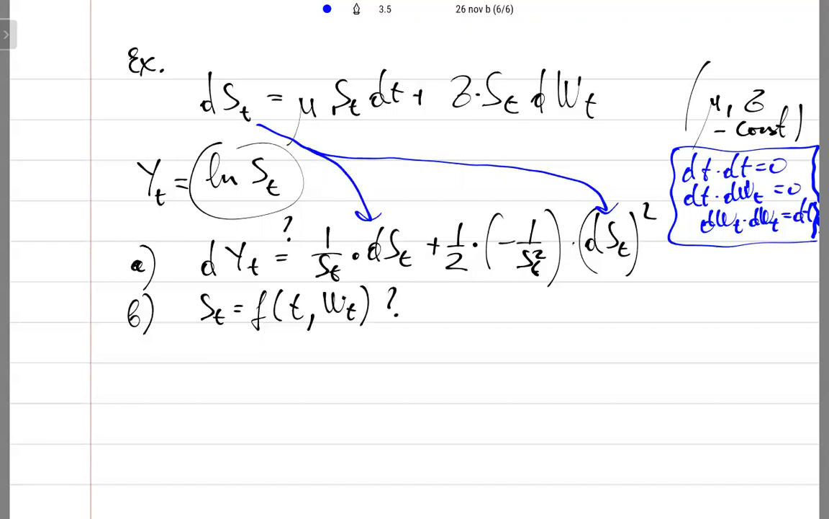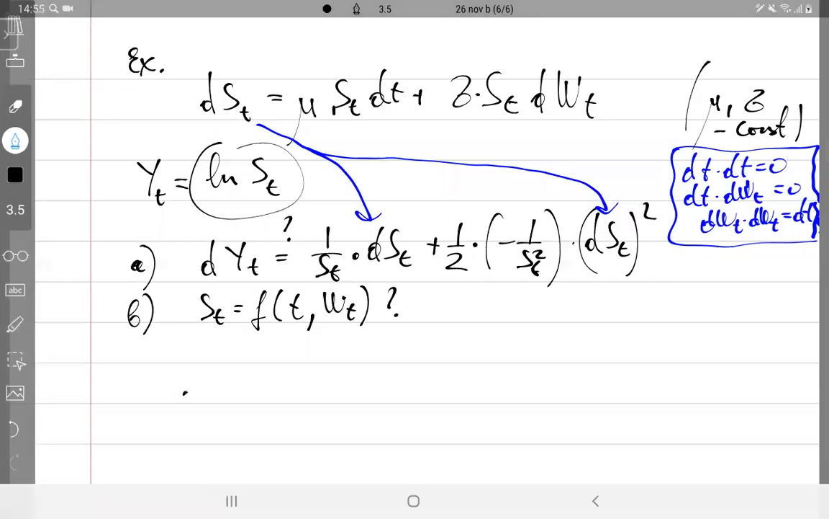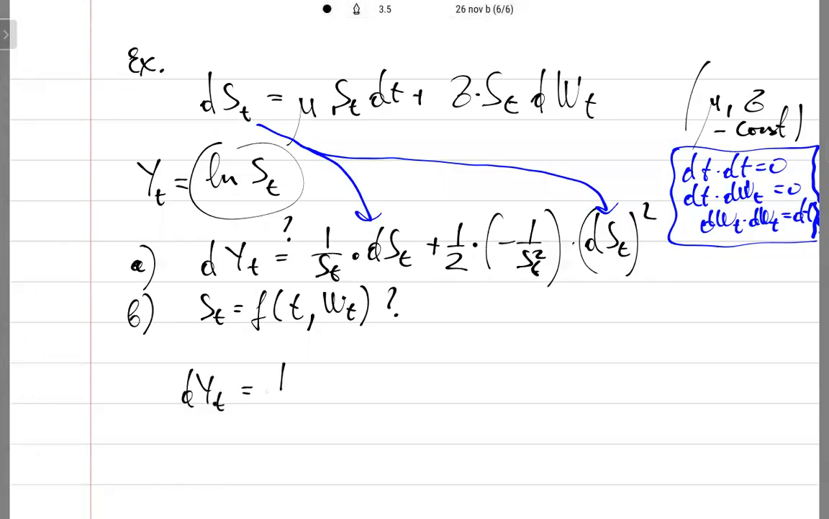dwt does not exist, so we cannot have something that is multiplied by it. These are not numbers, so this is just a mnemonic rule. But it helps us to recover the correct full final form. Okay, let's just plug in. dYt is just 1 over... I just plug in and I obtain mu dt plus sigma dwt.